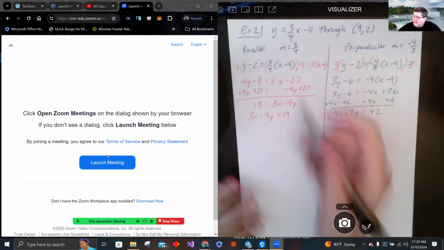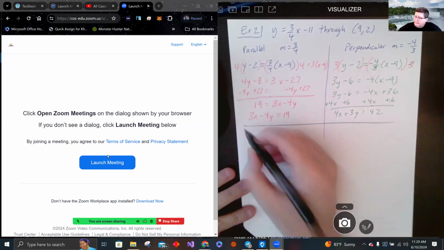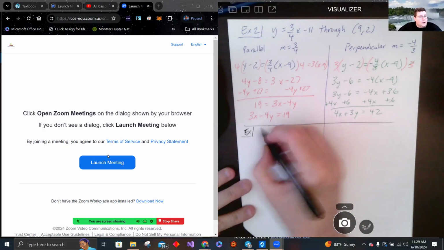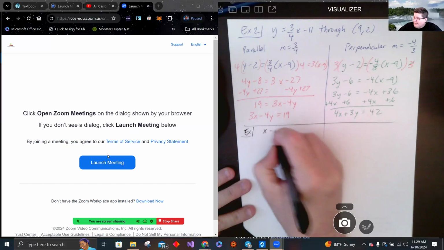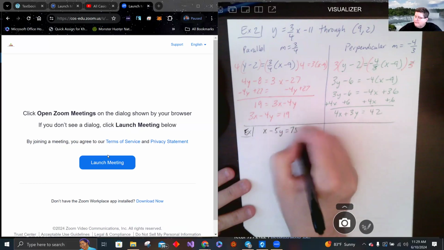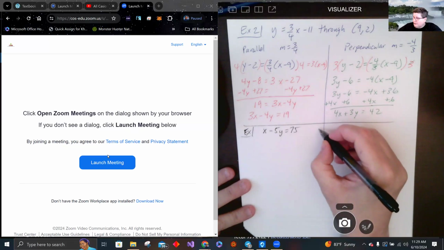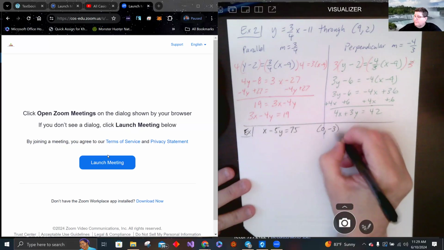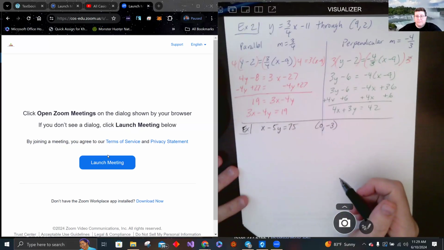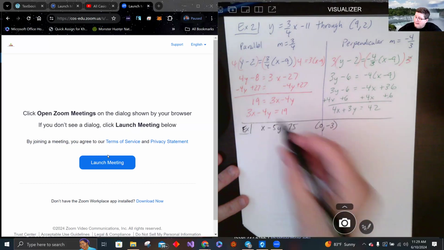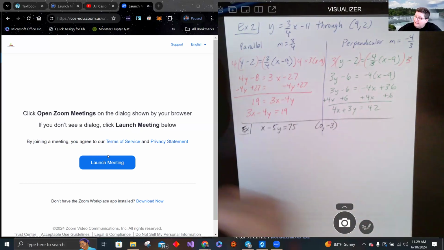All right, let's take an example. X minus 5y equals 75. Our point is (0, -3). All right, so I need the slope and I don't have it.